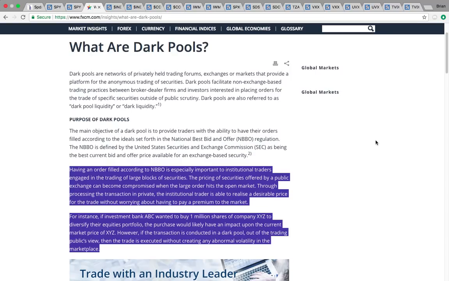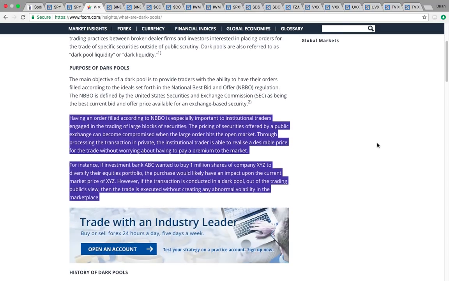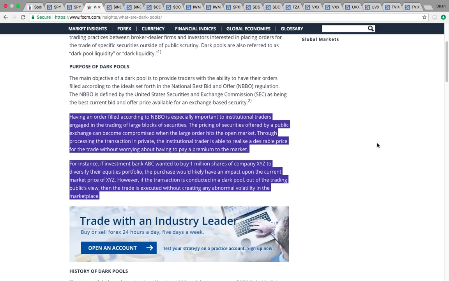Once again, I'm not claiming that I'm 100% correct on this. I'm just throwing this out as a theory. What are dark pools? Having an order filled according to the NBBO, that's the national best bid and offer regulation, is what you get on the dark pool, and that's why people are going to dark pools. It's especially important to institutional traders engaged in the trading of large blocks of securities.